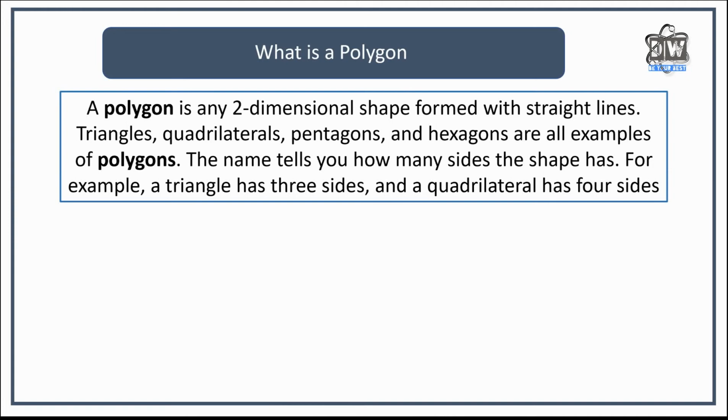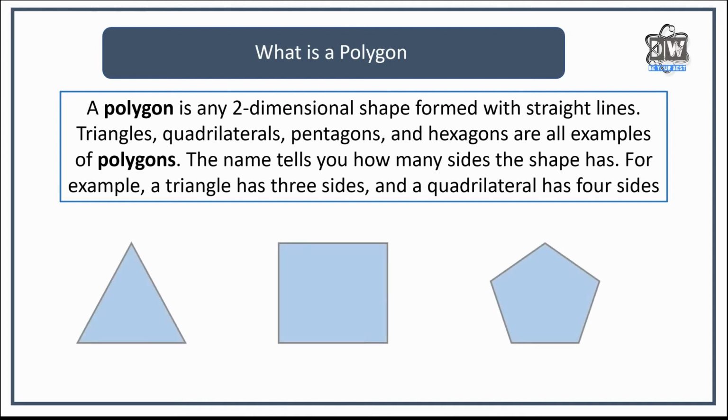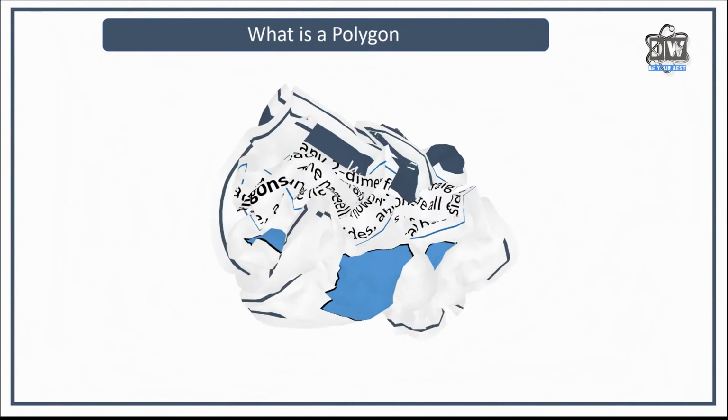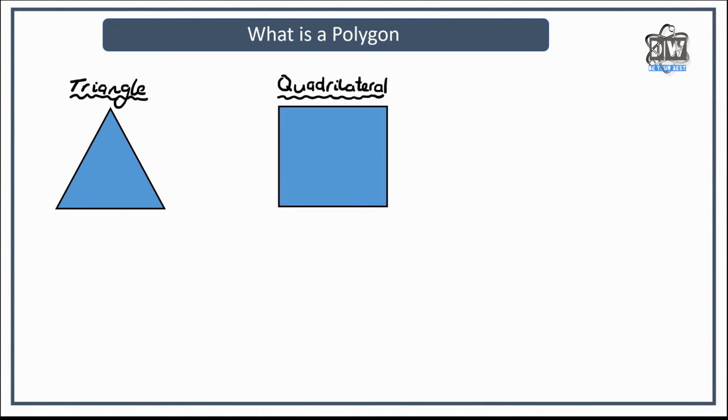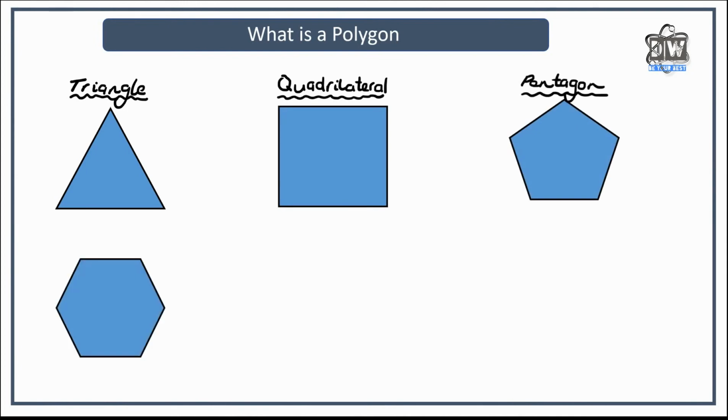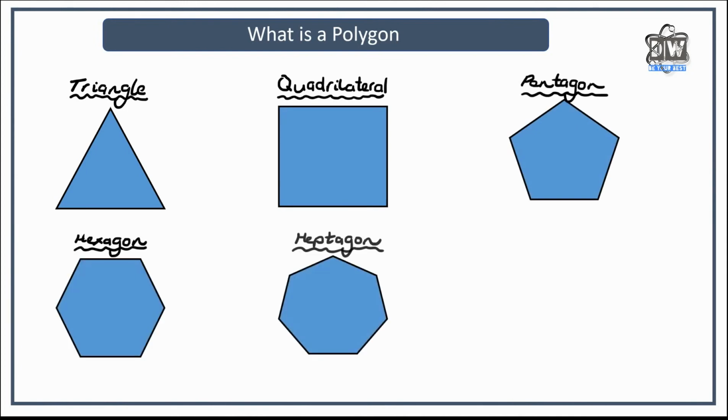So we should know this information already, but I will whip through it again. A polygon is any two-dimensional shape formed with straight lines. Triangles, quadrilaterals, pentagons, and hexagons are all examples of polygons. The name tells you how many sides the shape has. For example, a triangle has 3 sides, a quadrilateral has 4 sides. Here's some examples. All right, so we should be able to name them. We've got a triangle, hopefully a quadrilateral, a pentagon, a hexagon, a heptagon, and an octagon.